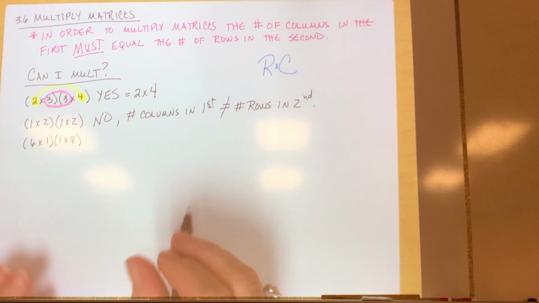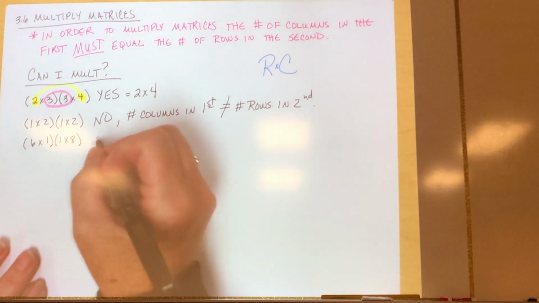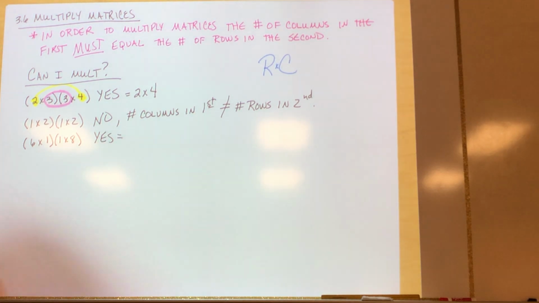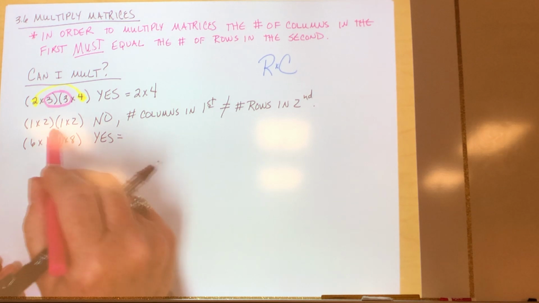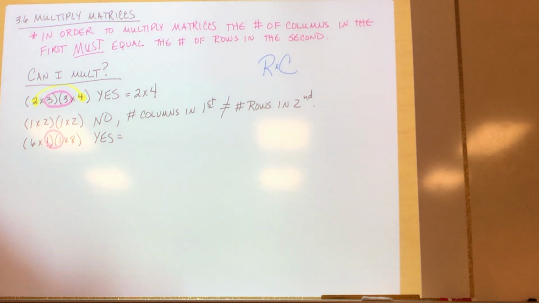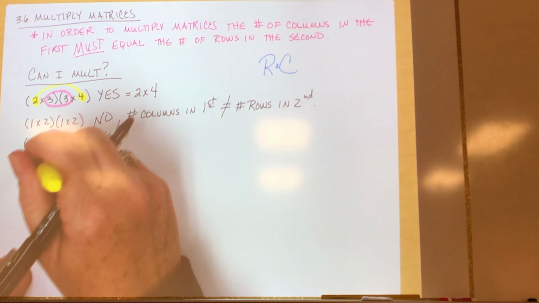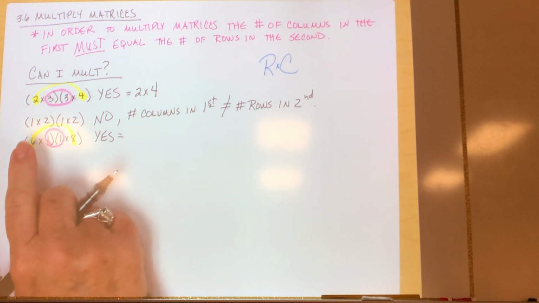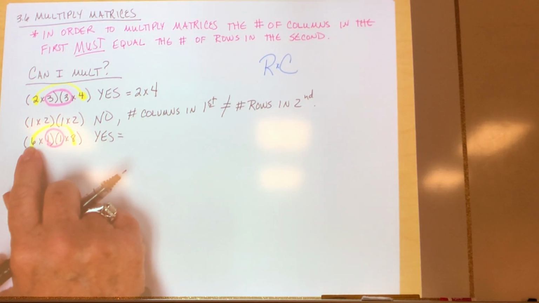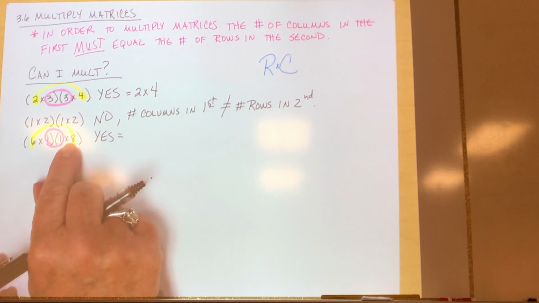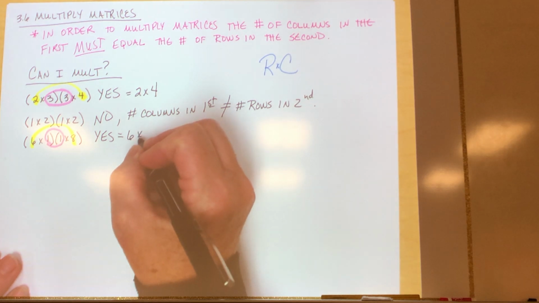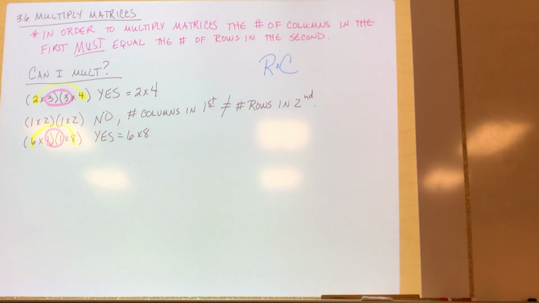All right, what do you say? Yes. And what would I get? 6 by 8. Very good. These two are the same, so that's why it's a yes. And these two tell you what you will get. He's giving you the rows, because that's what that represents, rows. And he's giving you the columns, because that's what he represents, columns. So I will get a 6 by 8. Anybody got a question?